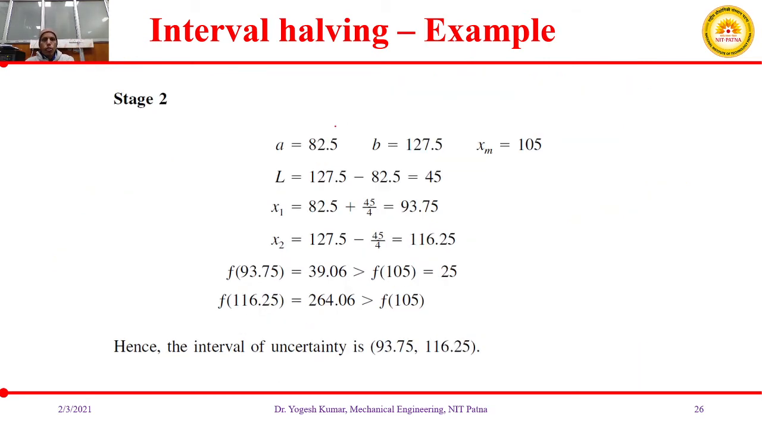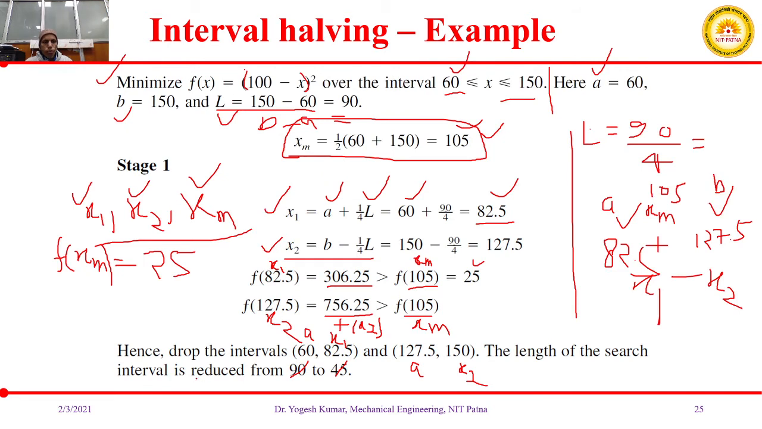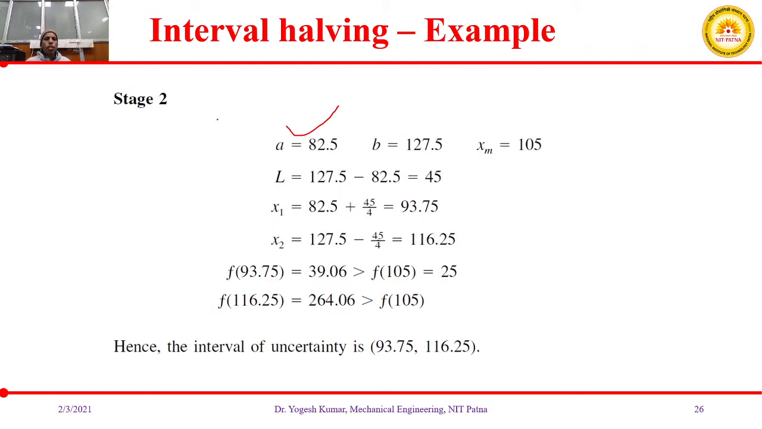Okay, so here you can see there is a typo error only at this point. This 90 to 45, this is a typo error. So now your new interval becomes a equal to 82.5, and b is 127.5, and here you can see your xm is 105. Okay, so again we will repeat the process.